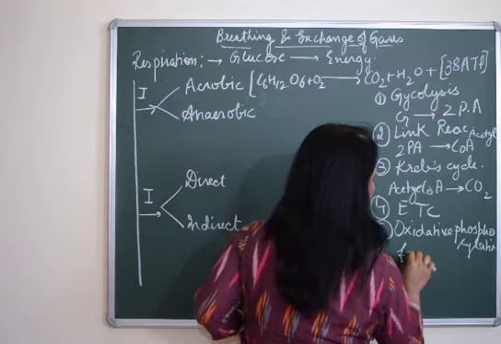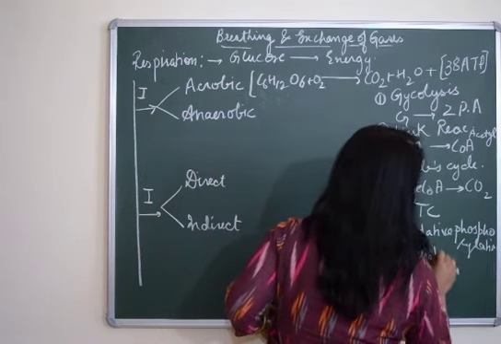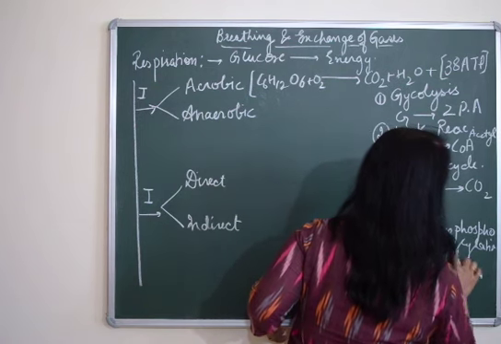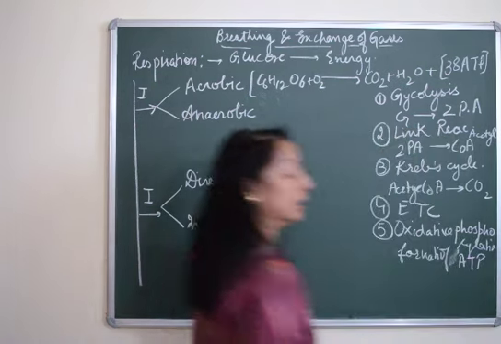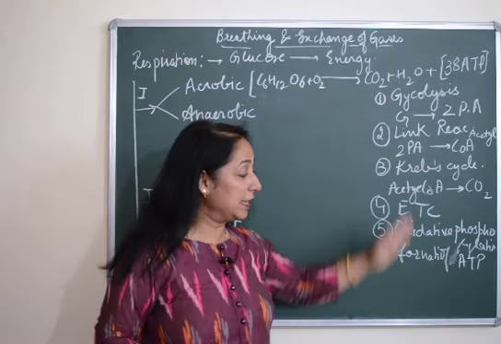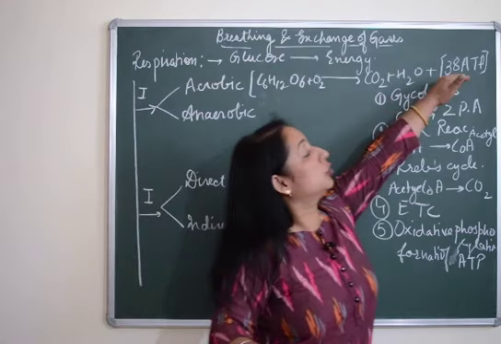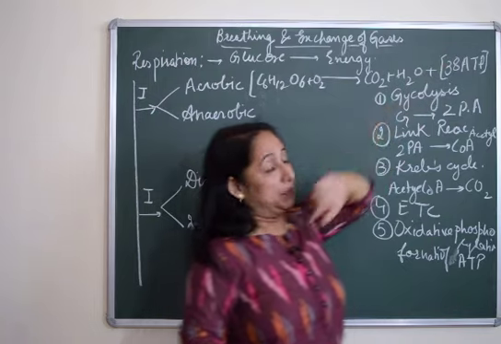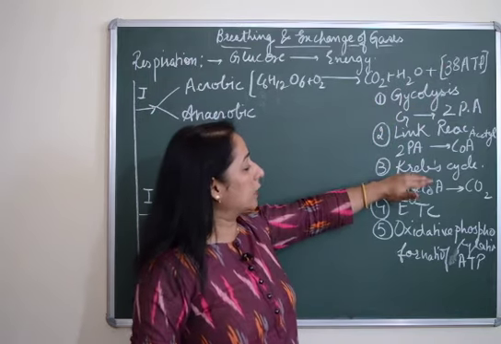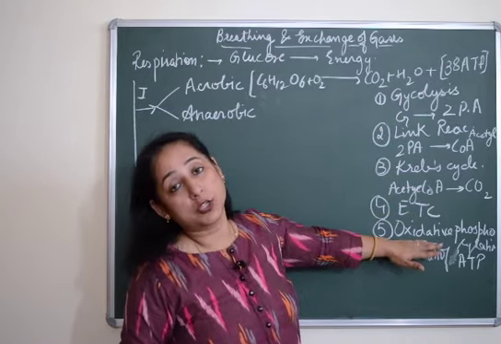That is the formation of ATP, finally. Formation of ATP, which is the final step. So these are the various steps which will finally lead to the production of these 38 molecules of ATP. They involve glycolysis, link reaction, Krebs cycle, ETC, and oxidative phosphorylation.